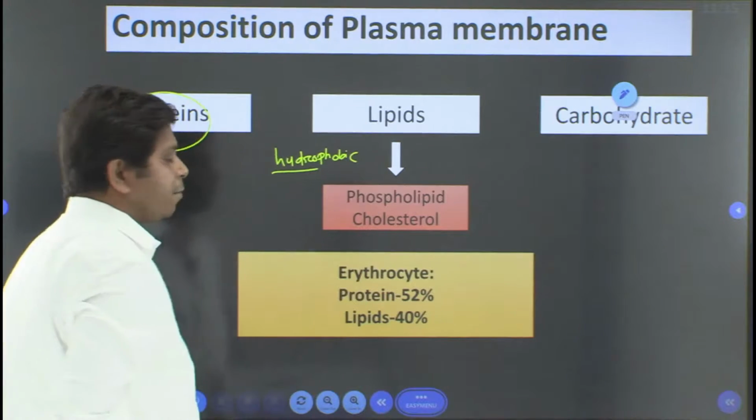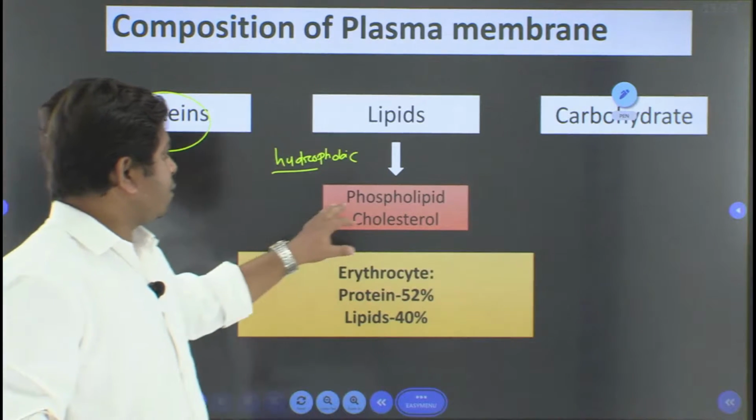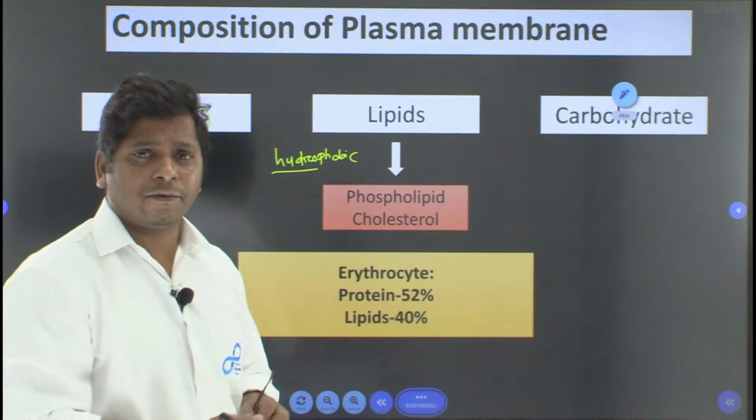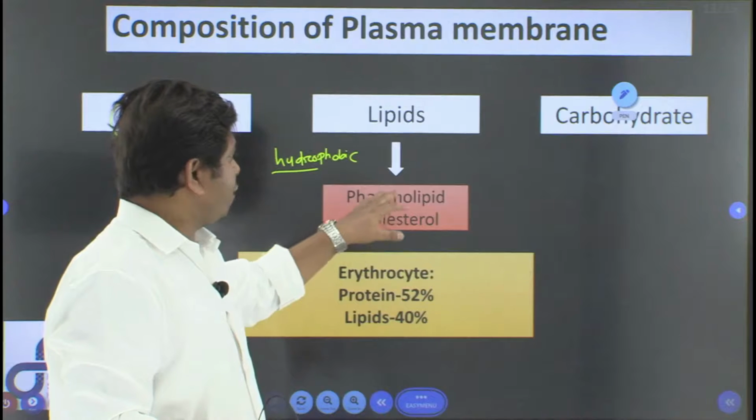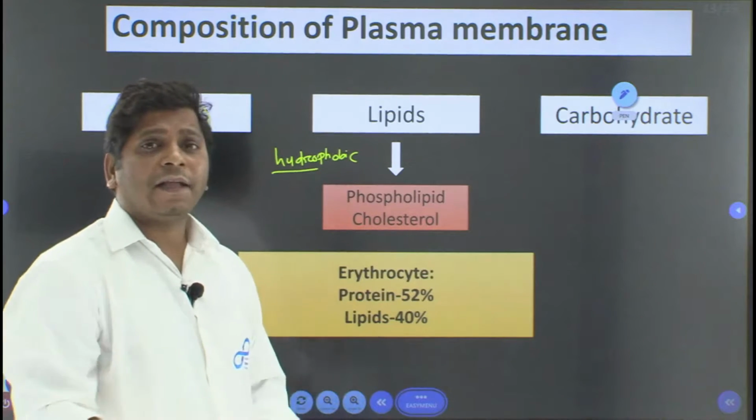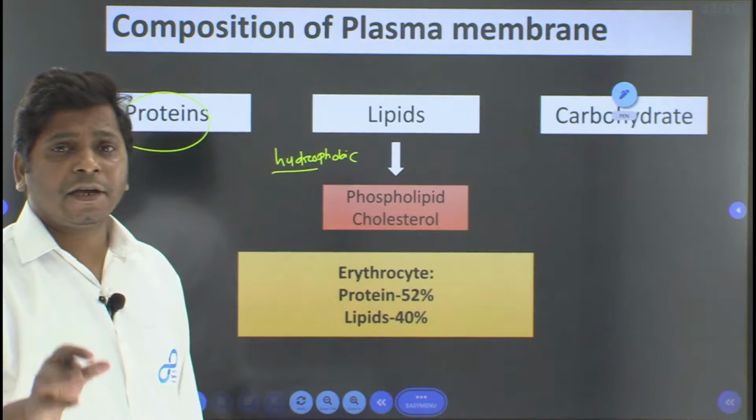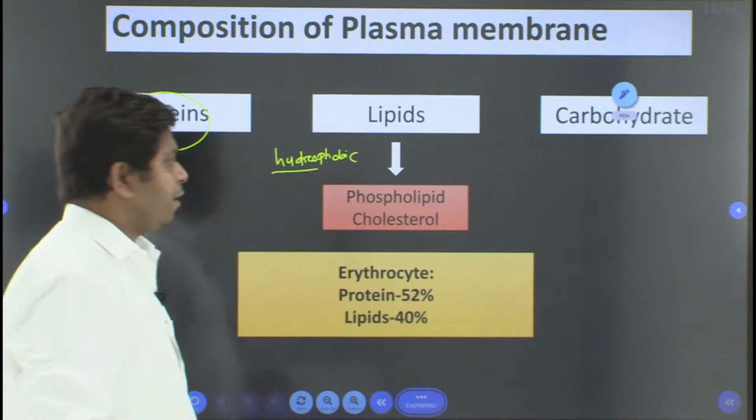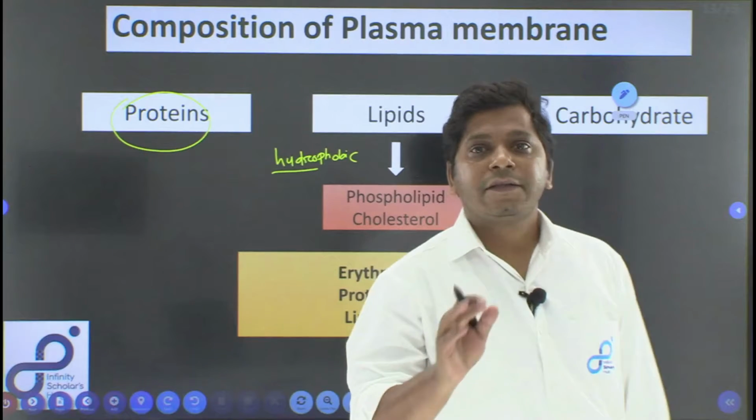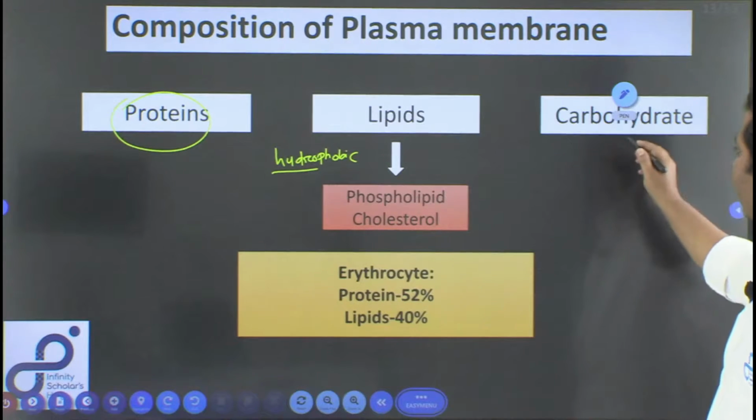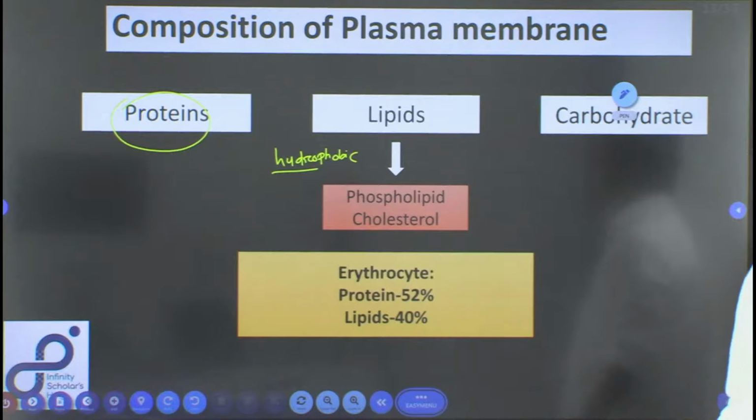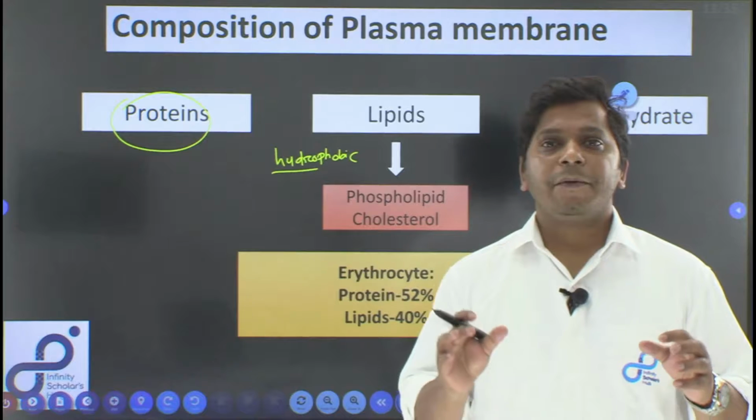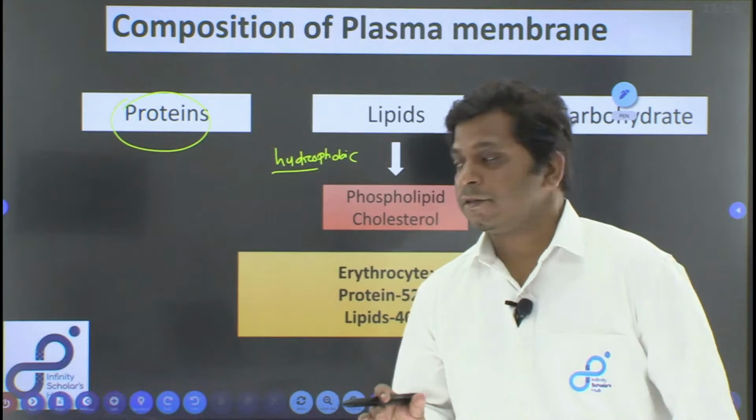These lipids present here are a special group of lipids called phospholipids. I will discuss the structure later on. Another class of lipid present in the cell membrane is called cholesterol. So, these are the two different kinds of lipids in the cell membrane. In addition, we have a certain amount of carbohydrates. So, these are majorly the three different chemical classes present in the cell membrane.